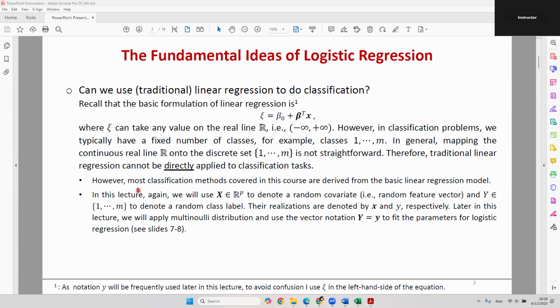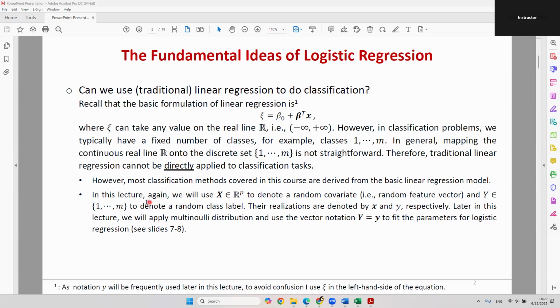An interesting thing here is that most classification methods covered in this course are derived from the basic linear regression model. In many cases, it's just a change. For example, I didn't explicitly mention that in naive Bayes, there's actually a transfer between naive Bayes and the linear regression model. As long as you apply some tricks, you can prove that these two are equivalent. However, you cannot directly apply it.